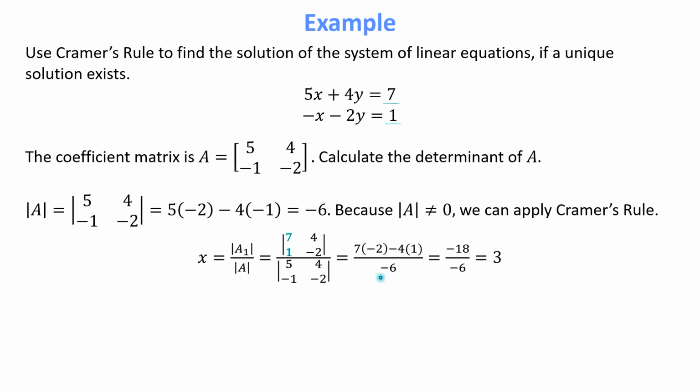Now the determinant of A is minus 6, and the numerator term is going to be 7 multiplied by minus 2, minus 4 multiplied by 1. And when we calculate this, we find that x equals 3.